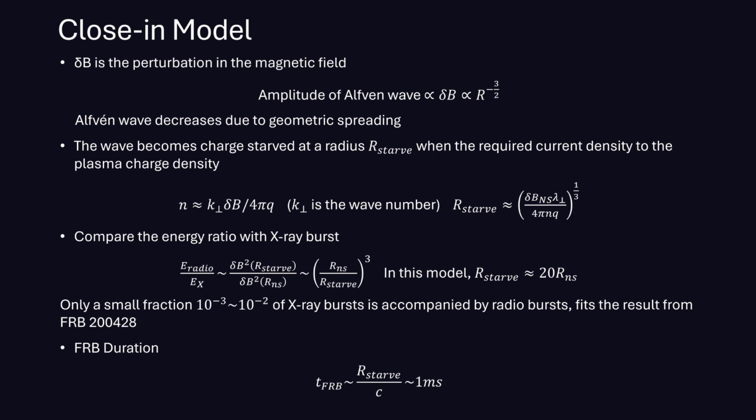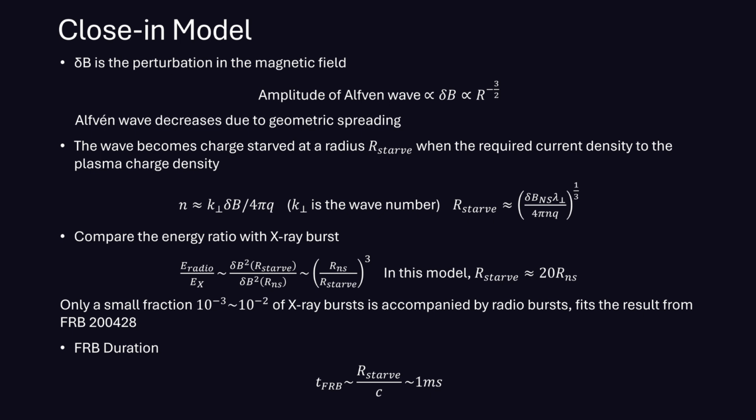The amplitude of the Alfvén wave decreases with the radial distance to the power of -3/2. At the starvation distance r_starv, the charge density is the critical density required by the Alfvén wave. In addition, the fast radio burst is accompanied by X-ray bursts. We may investigate the energy ratio based on this model. The energy ratio is related to the inverse ratio of the radius to the power of 3. From the observation, only 1 out of 1,000 X-ray bursts is accompanied by a fast radio burst, which implies the starvation radius is around 20 times the radius of the neutron star. Based on the starvation radius under this condition, the duration of the burst is estimated to be 1 millisecond. It is reasonable compared to the actual timescale.